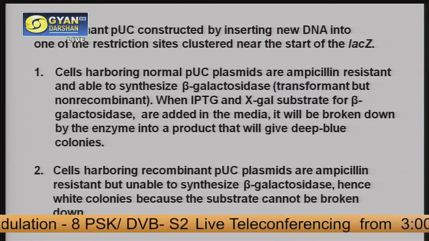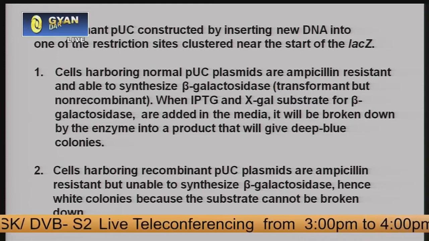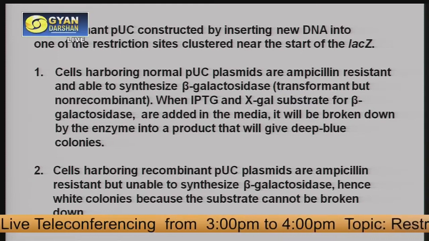So pUC is a very widely used cloning vector because it has this facility. Of course, you can also select the recombinant clones based on the addition of an antibiotic like ampicillin, mostly ampicillin in this case, in the media.